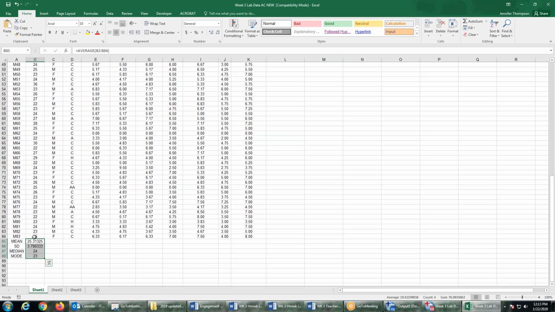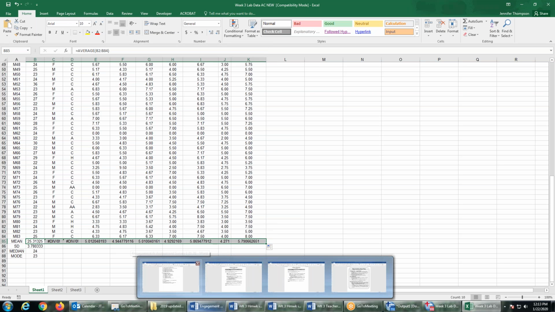So then the next thing is you teach them how to drag them across, and you can do it one at a time. That might be helpful. So, after you do the mean, you might drag it across just so they see it multiple times.